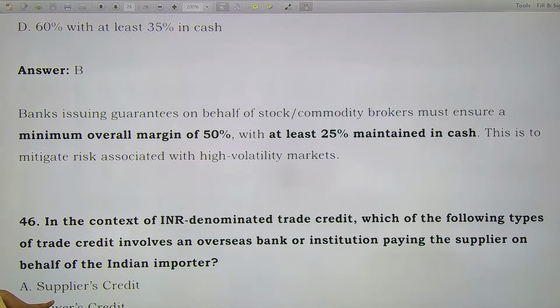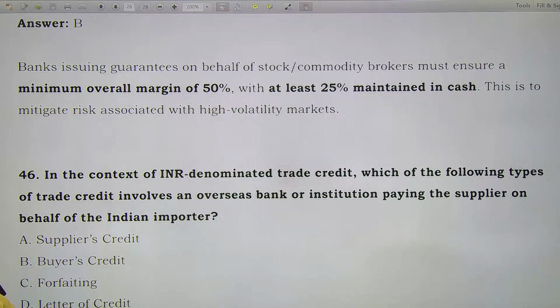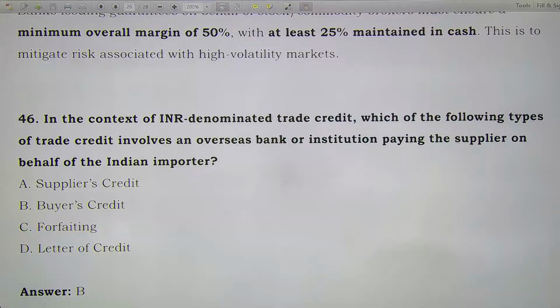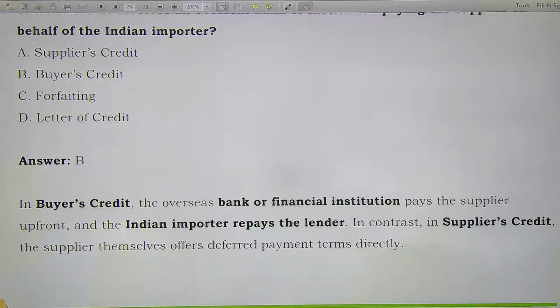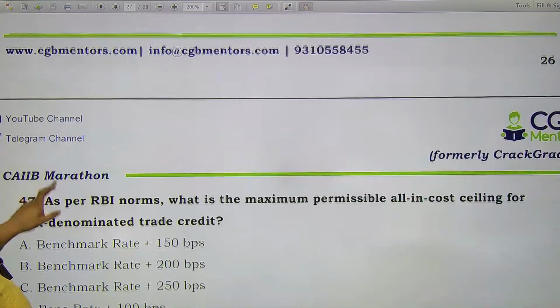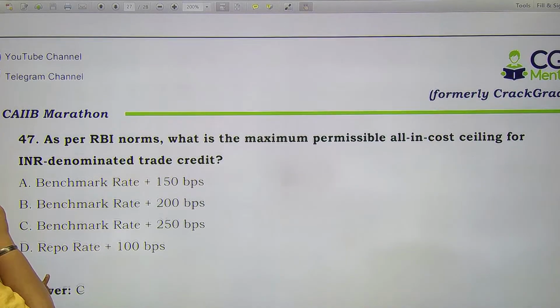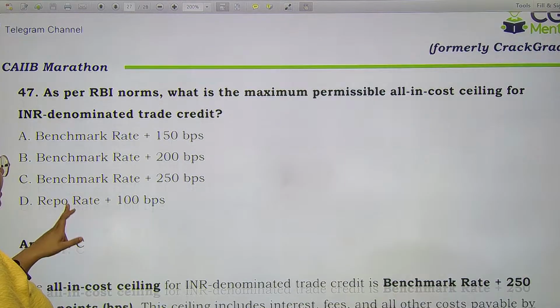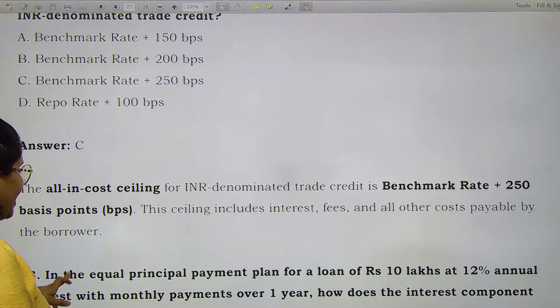Now, in the context of INR denominated trade credit, which type of trade credit involves an overseas bank or institution paying the supplier on behalf of the Indian importer? So in this case, this is the phenomenon of buyer's credit. In this, the overseas bank pays the supplier upfront and the Indian importer then repays the lender. And what happens in supplier credit? Suppliers themselves offer deferred payment terms directly. Now, next is, as per RBI norms, what is the maximum permissible all-in cost ceiling? Whatever is your benchmark plus 250 BPS, that is the maximum permissible ceiling.